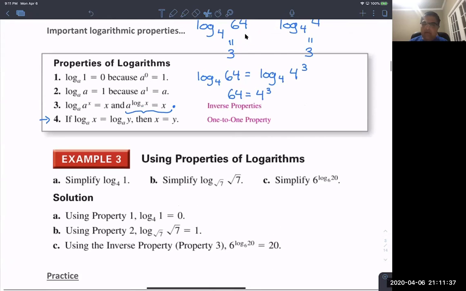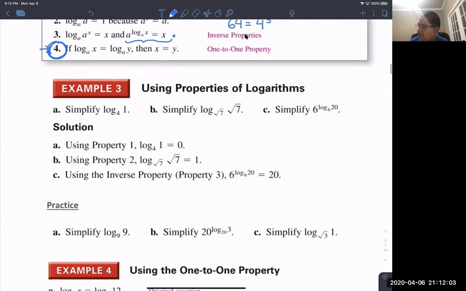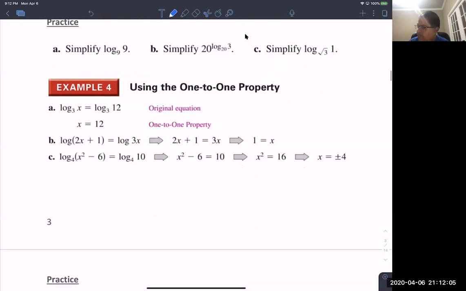This property right here, property number 4, is what allows me to do some basic equations with logs. So remember, if log base a of x is equal to log base a of y, that means x equals y. This is what we call the one-to-one property, okay? Now, let's see how we're going to use this with exponents.